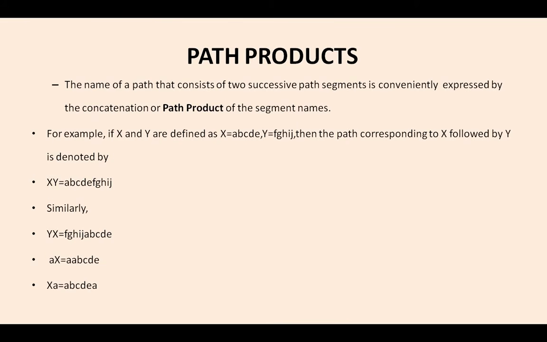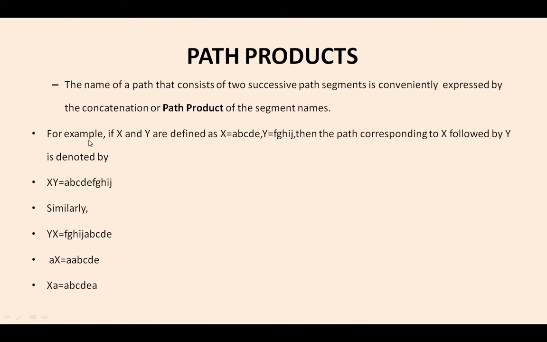Next we see what the path product or path name is. Already we have seen it, and we will see some more examples of the path product. What is a path product actually? The name of a path that consists of two path segments is conveniently expressed by the concatenation of the segment names. We can concatenate two different paths to get the path product. That's what it is saying.